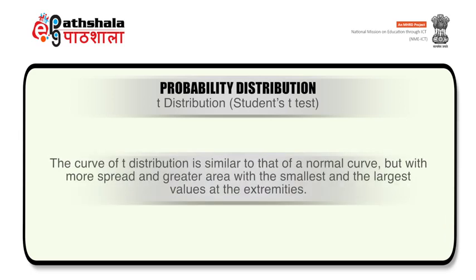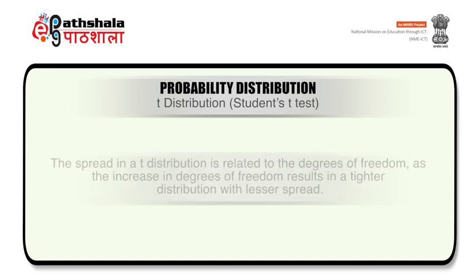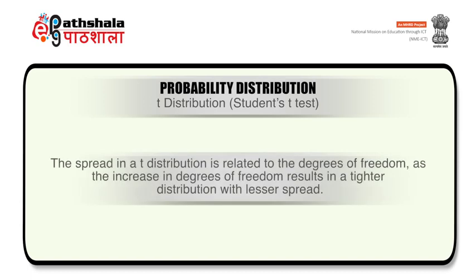The curve of the t distribution is similar to that of a normal curve, but with more spread and greater area, with the smallest and the largest value at the extremities. The spread in a t distribution is related to the degrees of freedom, as an increase in degrees of freedom results in a tighter distribution with lesser spread.